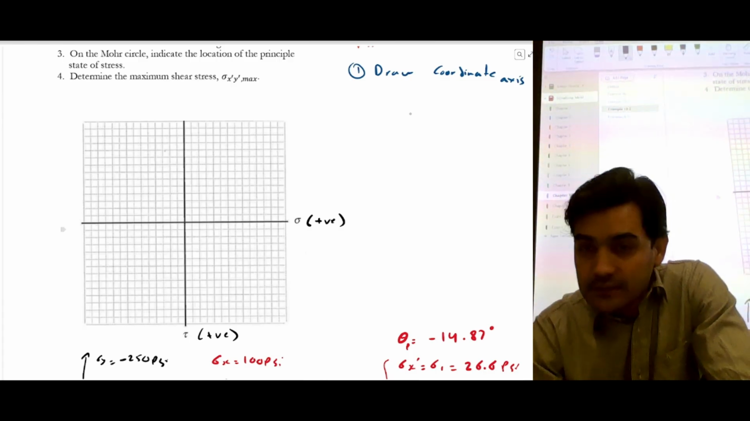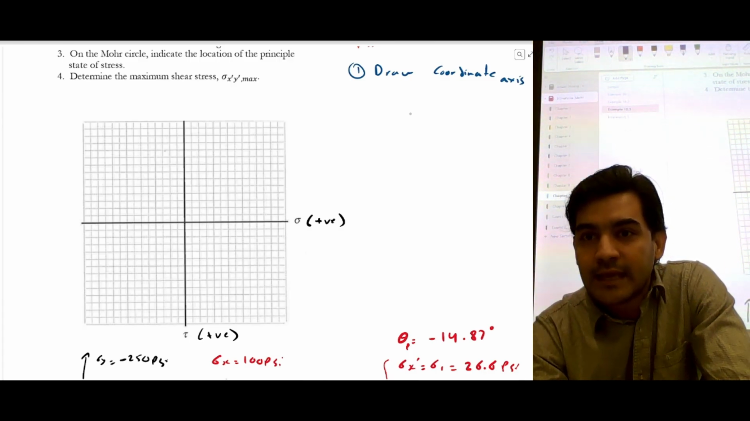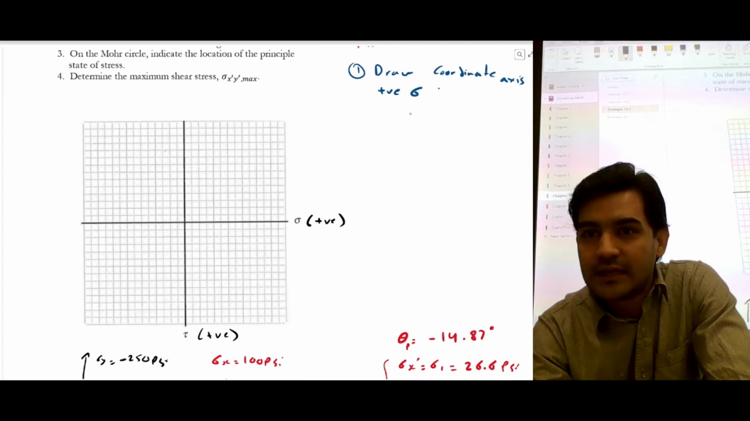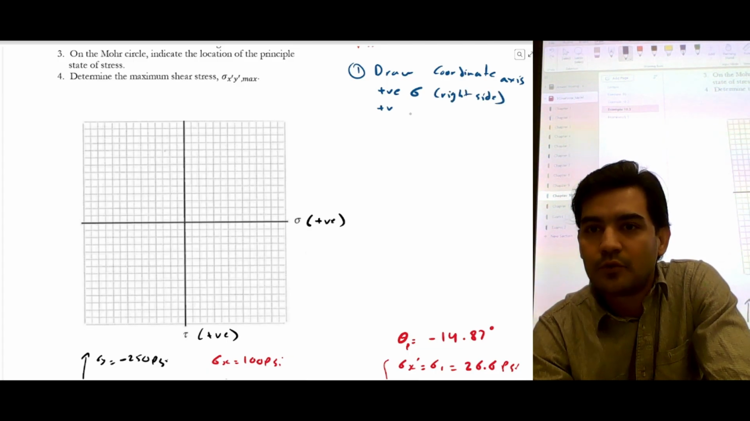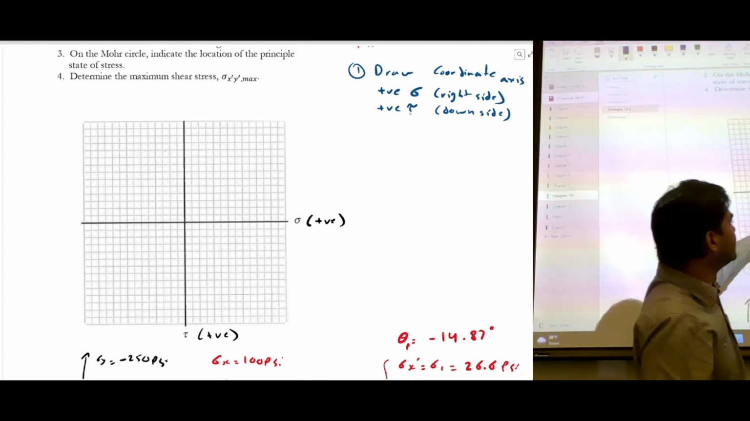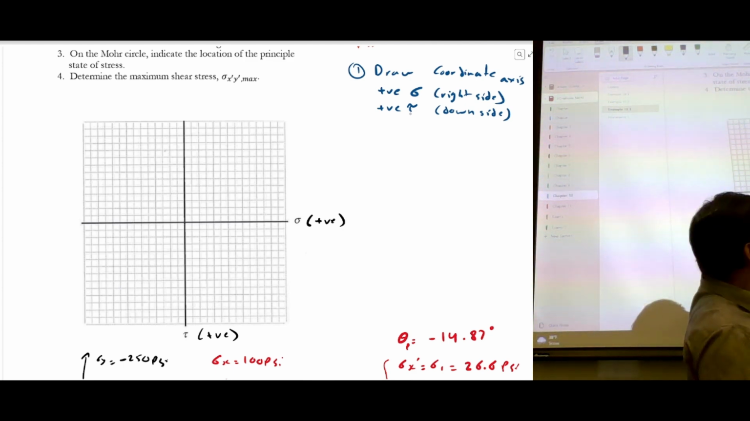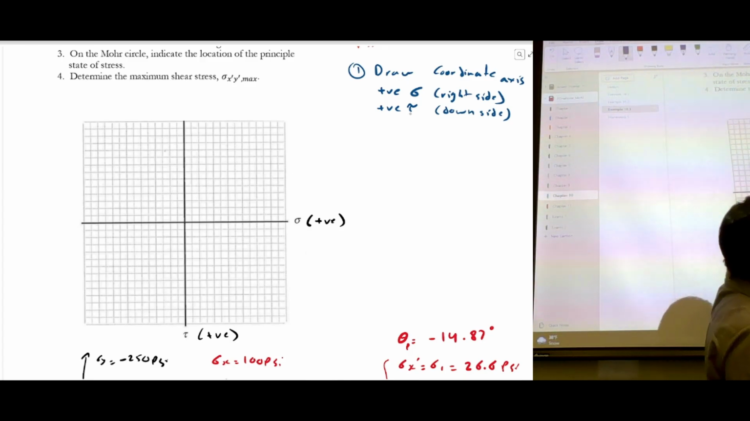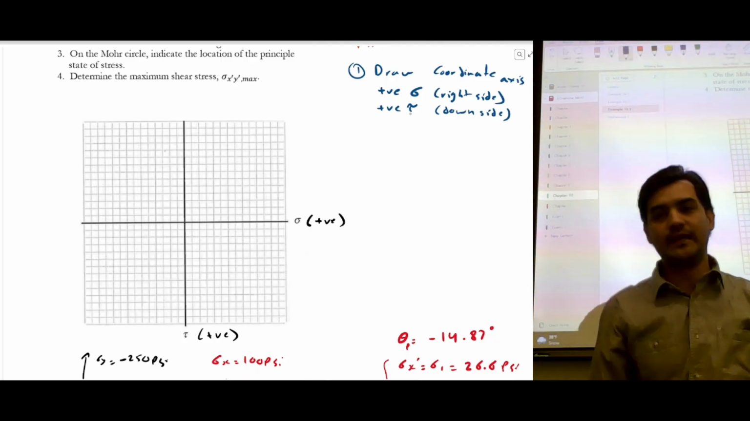Our second step would be... positive stress is right side and positive shear is downside. That's just a convention, but when we draw, it will become even clearer. On the x-axis, the normal stresses are positive on the right side, and shear stresses are positive downside.